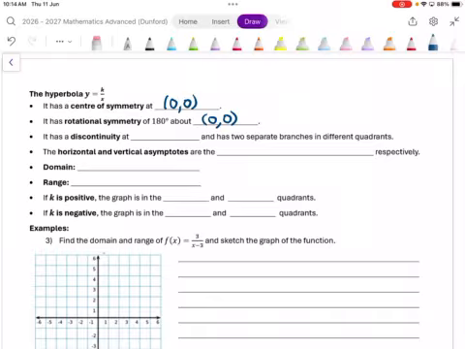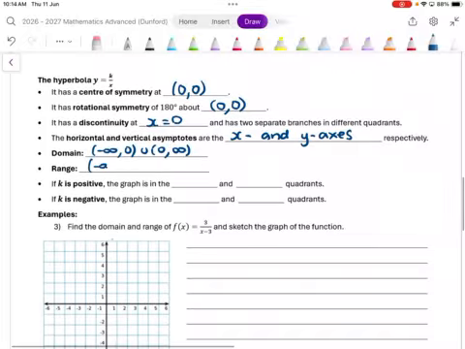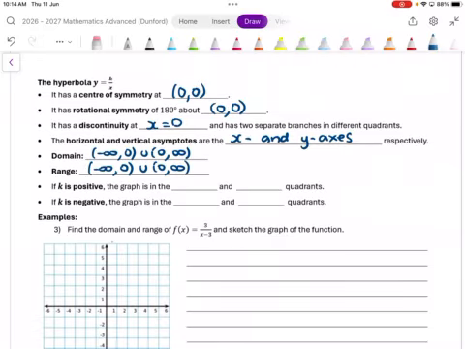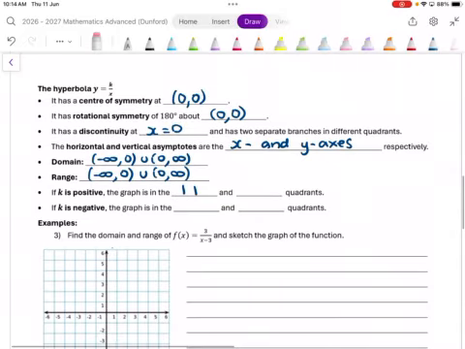It has a discontinuity at x equals 0 and has two separate branches in different quadrants. The horizontal and vertical asymptotes are the x and the y axes, respectively, and then our domain is negative infinity to 0 and 0 to infinity, and our range is negative infinity to 0 and 0 to infinity. Now, if k is positive, like we did in example 1, the graph is in the first and the third quadrant.